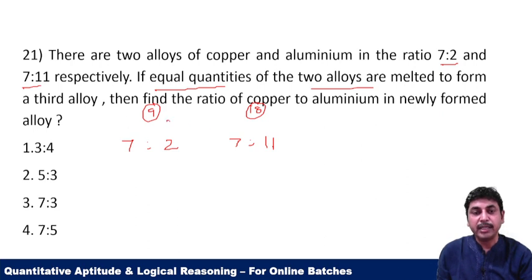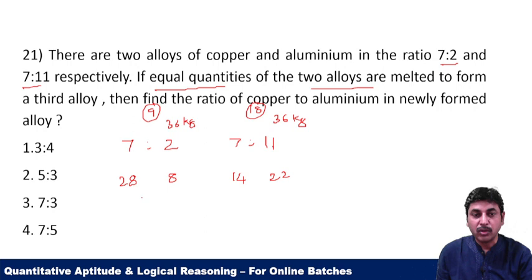So let us take the quantity as 36 kgs. Okay, so find the copper and aluminium in both. If you take this 9, there must be 28 copper and 8 aluminium. Now here, if you take this 18, then 14 copper and 22 aluminium.